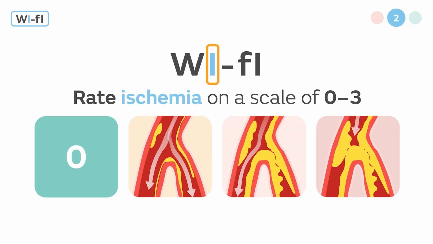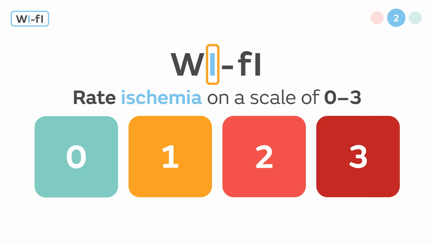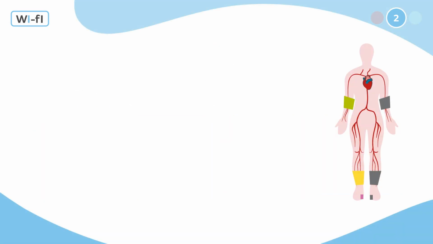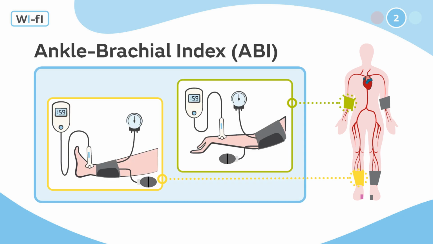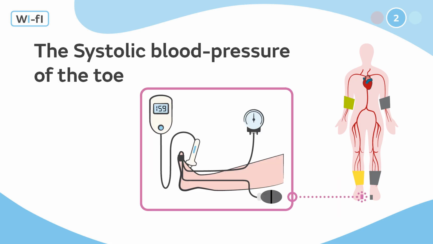The higher the number, the more difficulty it will be to heal this wound, and the higher the risk of amputation. To grade ischemia, you'll need to take 3 measurements. First, the ankle brachial index, or ABI. Second, the systolic blood pressure of the ankle. And third, the systolic blood pressure of the toe.